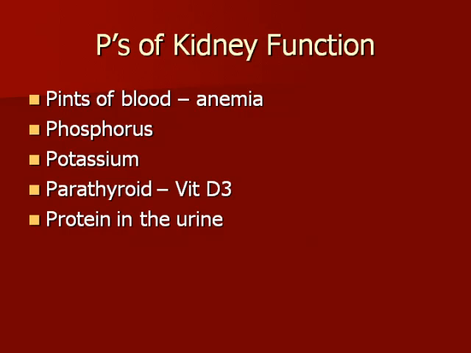They have changes in their phosphorus. They can't regulate phosphorus, so they usually have too much. They have trouble regulating their potassium, so they usually have elevated potassium. They have trouble regulating their parathyroid gland, which is the vitamin D3, and we check intact PTH, and they usually have protein in the urine, and the goal is not to have protein in the urine. So that's your pearls of practice, the P's of kidney function. The kidneys produce P, they don't eliminate P, and so we always look at the P's of the kidneys.